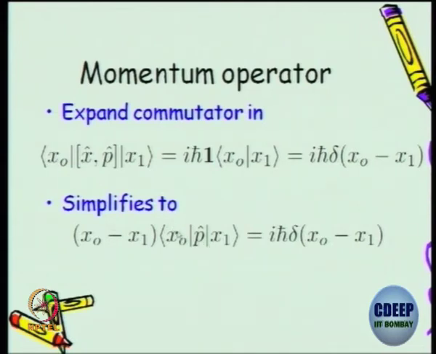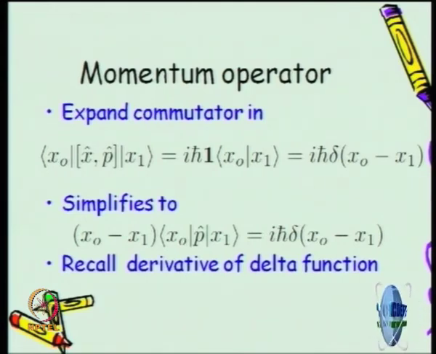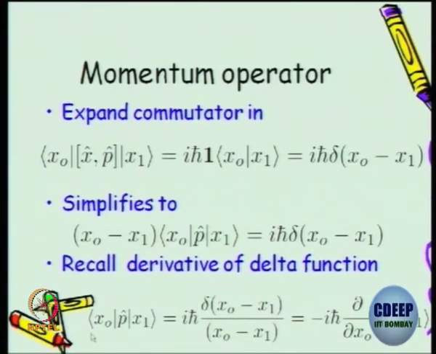So from here, if you take x0 and x1 to be really close, it is like 1 over x0 minus x1 times the delta function. What is that 1 over x0 minus x1 times the delta function? You have to check, it will be a derivative of a Dirac delta function. What is the derivative of a Dirac delta function? Delta of x0 minus x1 by x0 minus x1 is nothing but a derivative of a Dirac delta. So what have we shown here? From here, the matrix element of the momentum operator in the position basis is nothing but minus i h cross del by del x naught on x naught x1. So this is what we are showing.